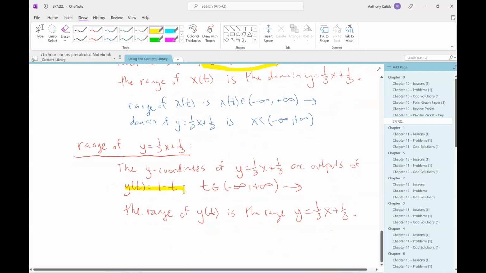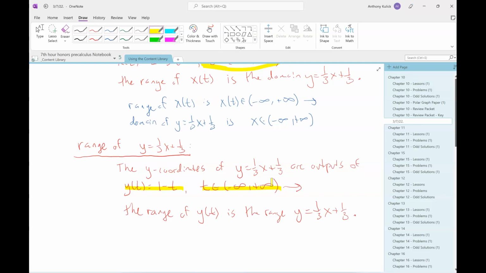So if I look at that function y of t, what kind of function do I have? Linear. If the domain of that linear function is all real numbers, what does the range have to be? Also all real numbers.